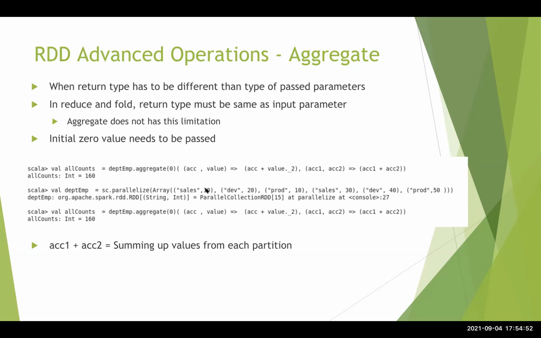Let's say on one partition the sales values are there. So 10 plus 30 gets summed up, in 2 iterations, and that will happen on one partition. On another partition, possibly day values are getting summed up, 20 plus 40 becomes 60. And on the third partition, production values are getting summed up, 10 plus 50 becomes 60. So this summing for each key on each partition is happening through this function.